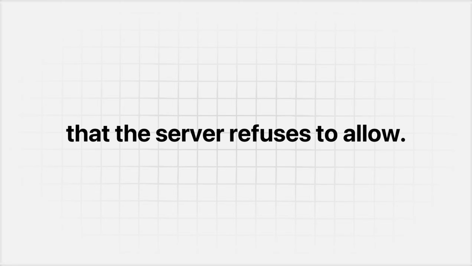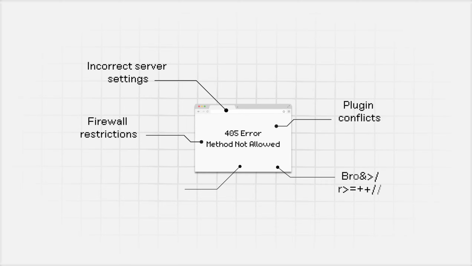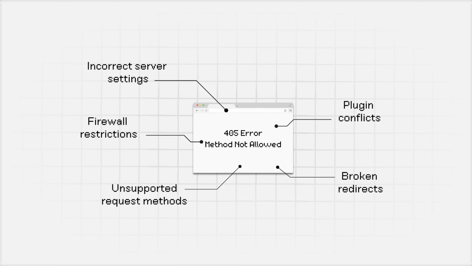Basically, this error happens when your website receives a request method that the server refuses to allow. In most cases, this is caused by incorrect server settings, plugin conflicts, firewall restrictions, broken redirects, or unsupported request methods. Now let's start with some quick fixes that solve this problem most of the time.